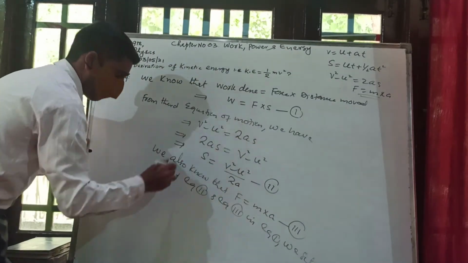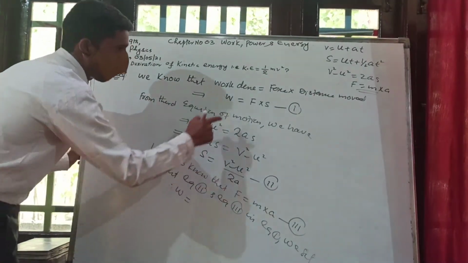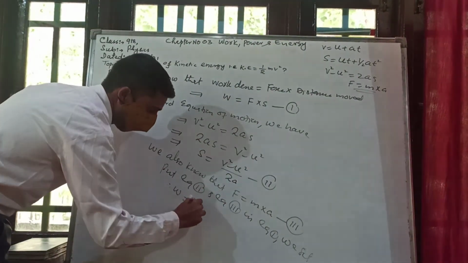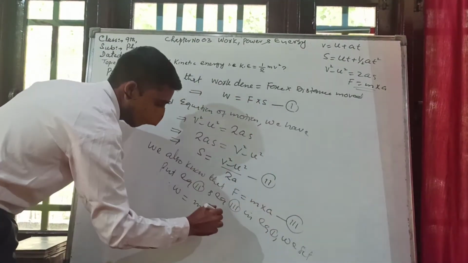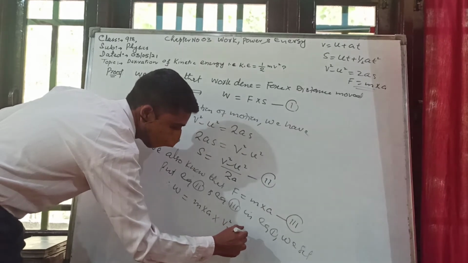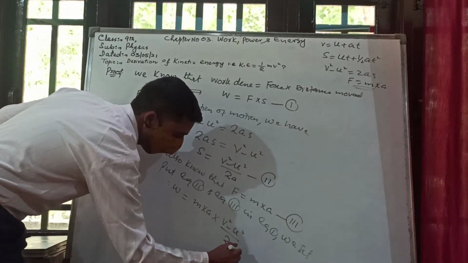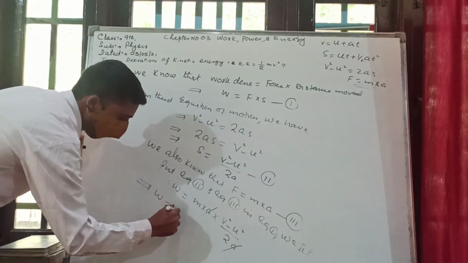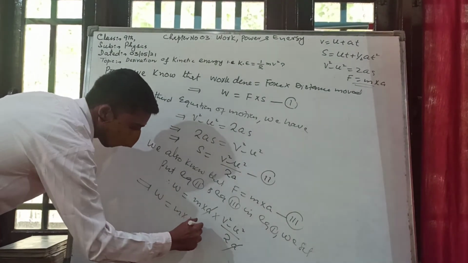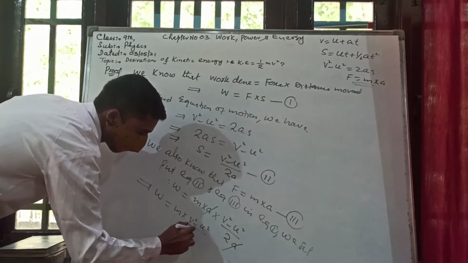So W is equal to F, that's m into a, then multiplied into s. What is s? That's v square minus u square divided by 2a. This acceleration and acceleration cancel. W is equal to m into v square minus u square divided by 2.